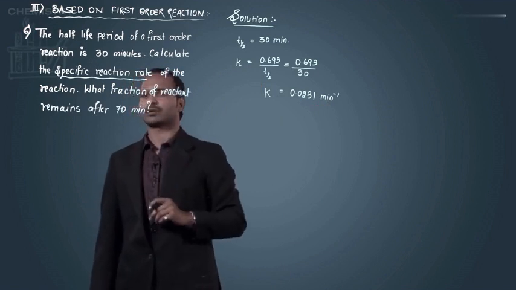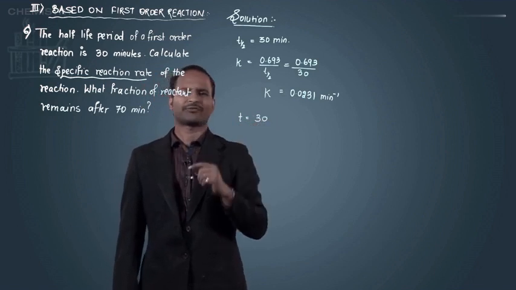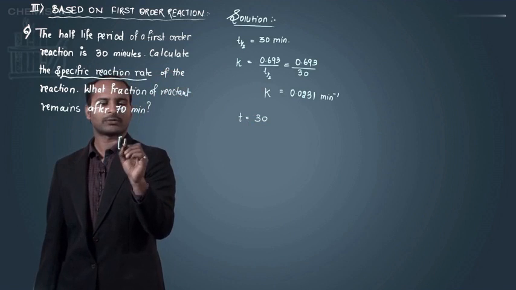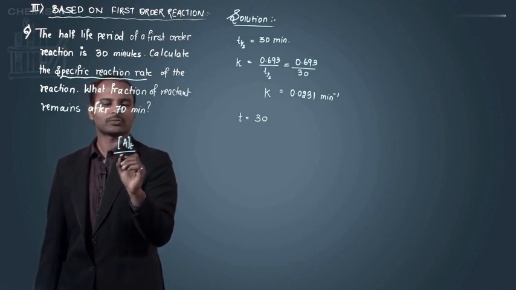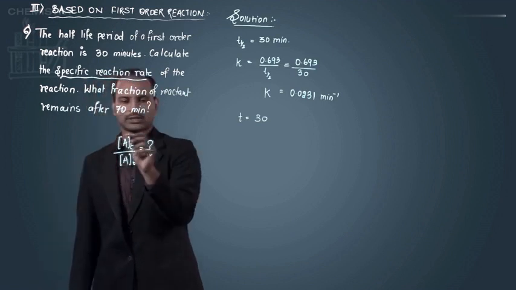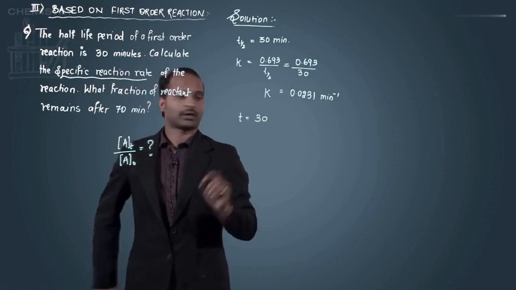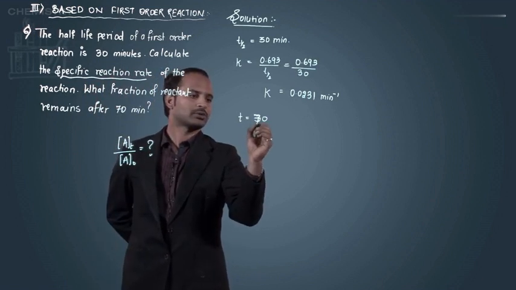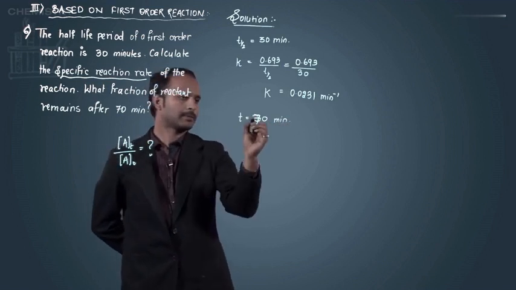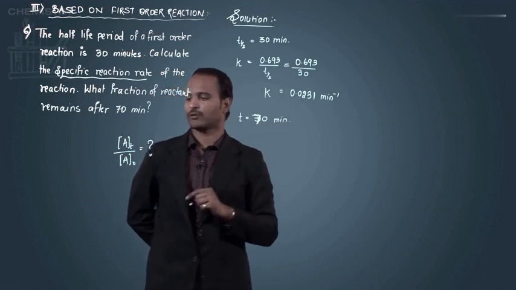After that we have to calculate the fraction. What fraction of the reactant remains? Fraction means the fraction of reactant left, so the left amount is A t. The fraction means upon total, so we have to calculate ultimately At upon A0 here. This is the fraction of reactant which is left. After 70 minutes you have to calculate, so the time is 70 minutes. For that I require At upon A0.